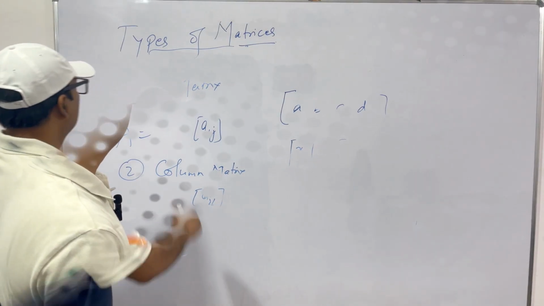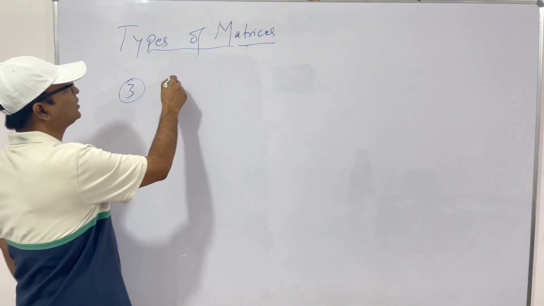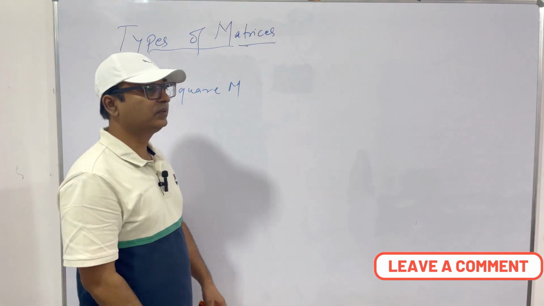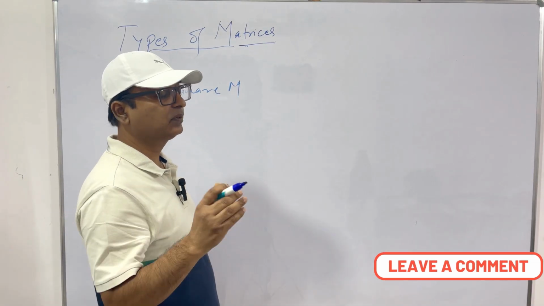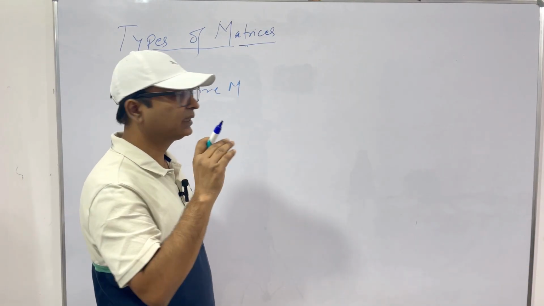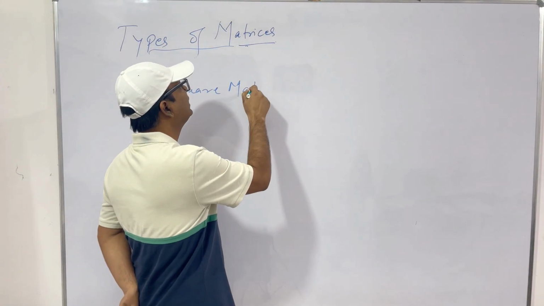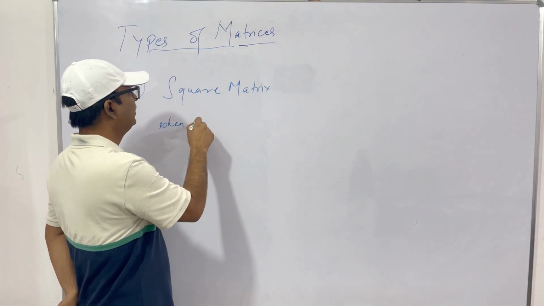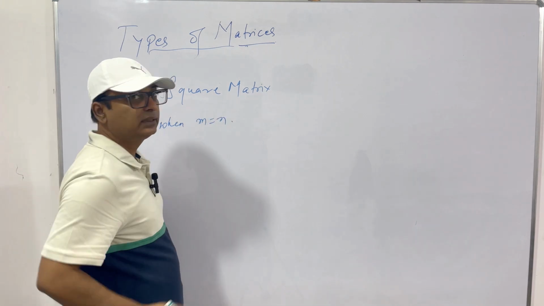Clear? Then the third is called a square matrix. What is a square? When all the sides of a rectangle are equal, that is a square. Similarly, a square matrix is when the number of rows m is equal to the number of columns n.